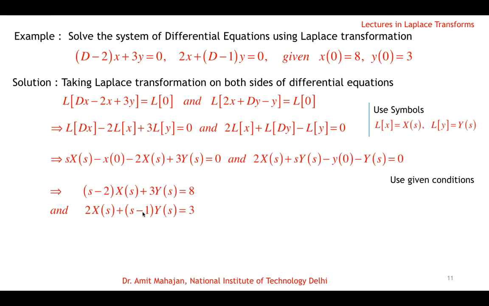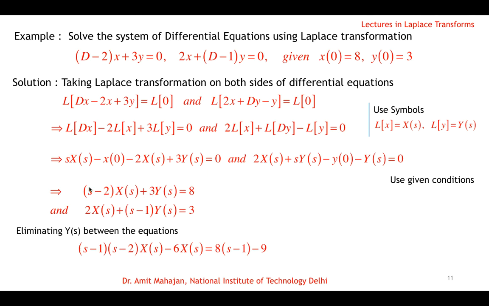Now we have a system of algebraic equations, so we can solve this to calculate either the x function or the y function. Say first we eliminate y from here and calculate the x function. Eliminating y means if I multiply the first equation with s minus 1 and the second with 3 and subtract these two, then the Y(s) function will cancel out, and so we have s minus 2 into s minus 1 times X, and multiplying the second with 3, we have 6X, so subtracting means minus 6X, and on the right hand side we are multiplying the first equation with s minus 1, so 8 times s minus 1, and the second equation with 3, so it will become 9, so 8 times s minus 1 minus 9. Combine these two and calculate X(s) from here.